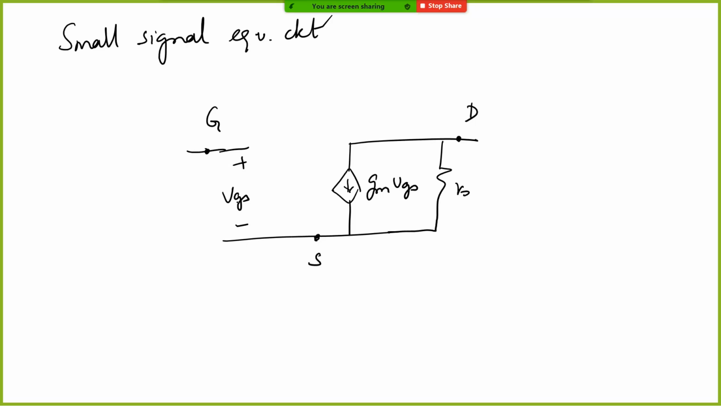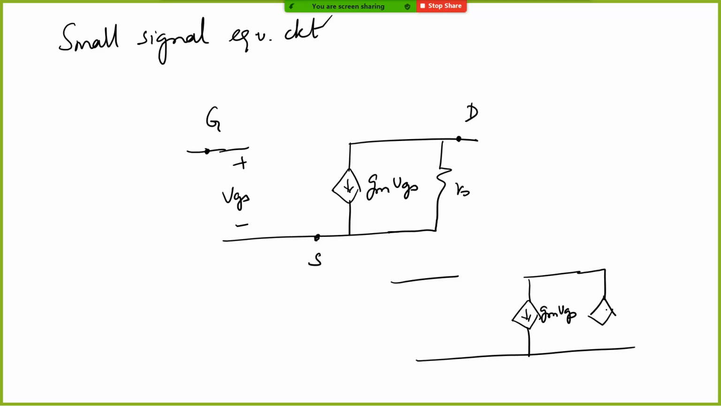Okay, and there are cases where the body effect comes into the picture. If the body effect is coming into the picture, the way it is drawn is gm vgs, and in parallel you have one more current source called gmb vbs. So this is the thing with body effect. This is your gate, this is your source, this is your drain. Now that we have developed a small signal model, you can use the same techniques that we used for our BJT circuits, and you can derive the small signal parameters like gain and so on.